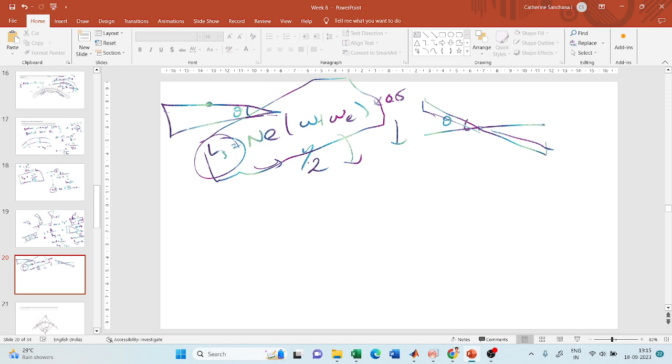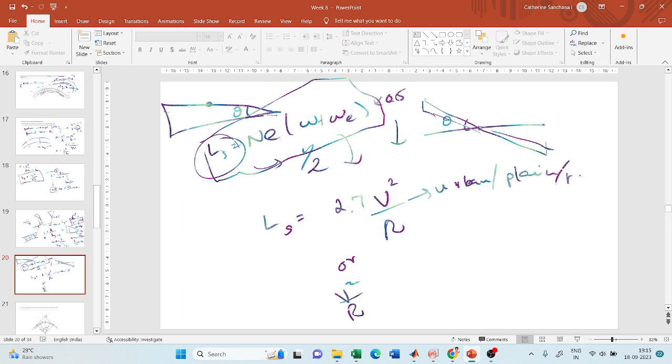Now there is one more formula, which is an empirical formula. It is 2.7 V square by R, or V square by R. So this is for urban roads, plain roads and rolling terrain, whereas this equation is for hilly terrain. You have to use the appropriate equation based on the topography. So now you have three equations for finding out the length of the transition curve.